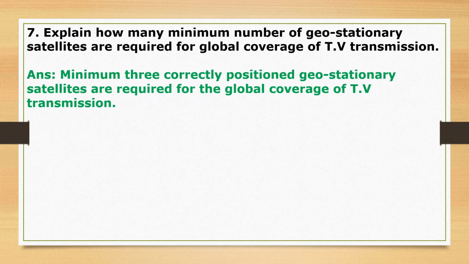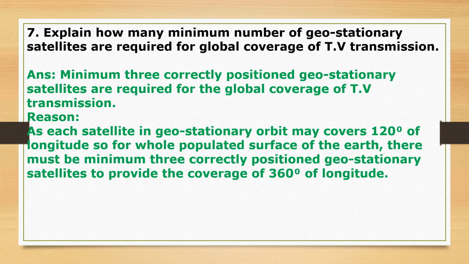Answer is minimum 3 correctly positioned geostationary satellites are required for the global coverage of TV transmission. Reason is that each satellite in geostationary orbit may cover 120 degrees of longitude, so for the whole populated surface of the earth there must be minimum 3 correctly positioned geostationary satellites to provide the coverage of 360 degrees longitude.